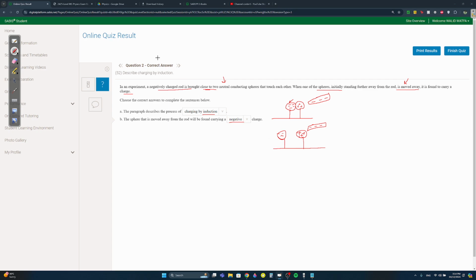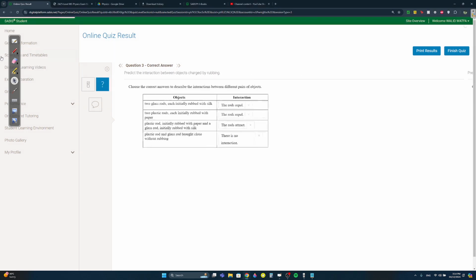It's negative. In the quiz for the AMS, term 1 week 5 CA, they put positive. It was wrong. I even checked it. But now they fixed it. They put it negative. If they asked what is the charge of the sphere that was closer to the rod, it would obviously be the positive one. If it helps, draw it in your exam. These questions shouldn't take anything.